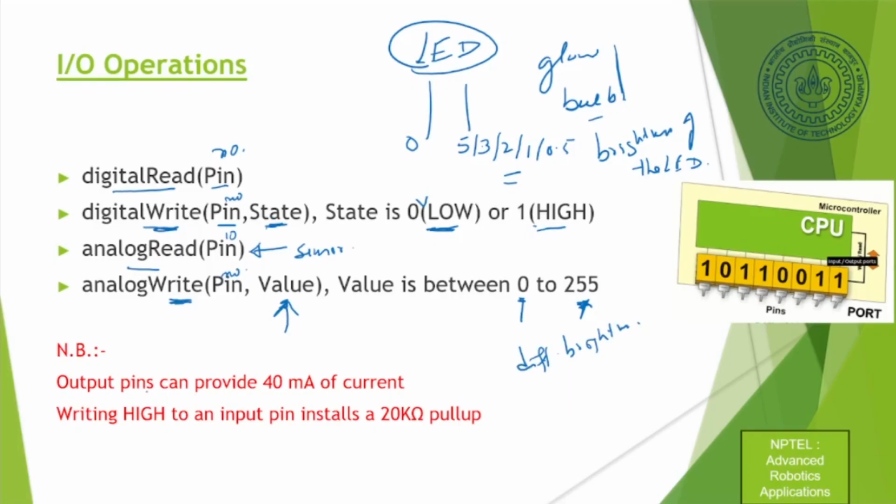Now, the output pins can provide 40 milliamperes of current, and writing high on an input installs a 20 kilo ohm pull-up resistor. So essentially we have a digital write here and we have an analog write here. What is the difference? This one has a high state, low state. This one you can put different values and get different outputs there.